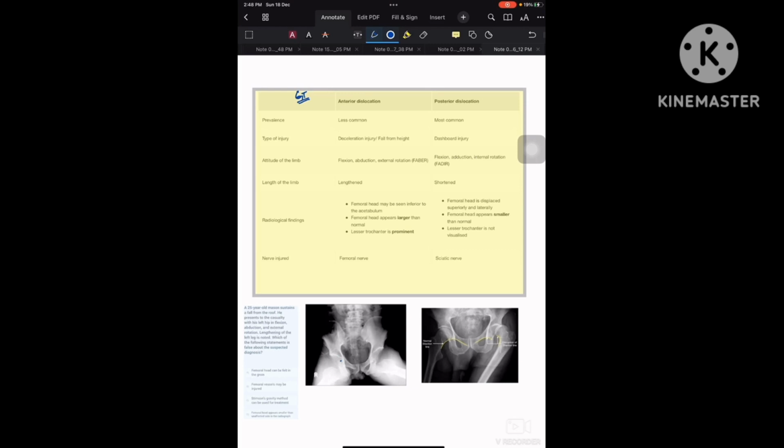So I got a mnemonic for you to remember the differences between anterior and posterior dislocation. So don't skip the video, watch it till the end. We also have a question to solve at the end.